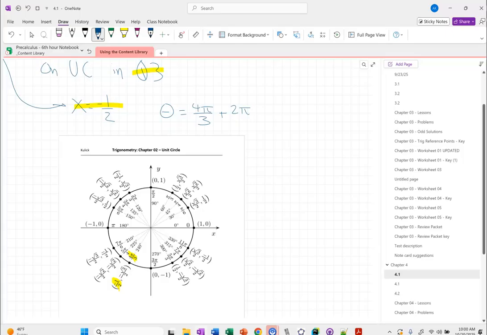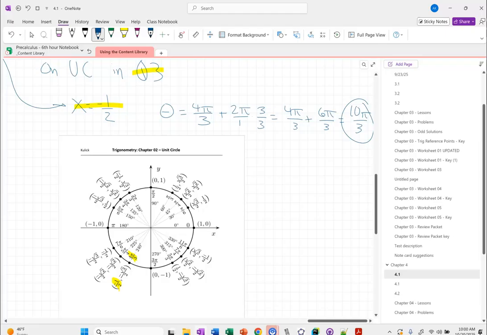To add 4 pi over 3 and 2 pi, what do I need to have? Common denominator. What would the common denominator be in this case? 3. What's 4 pi over 3 plus 6 pi over 3? 10 pi over 3. As a decimal, 10 over 3 is 3.3. That's between 3 and 4. I'm satisfied that I have the correct answer at this point.